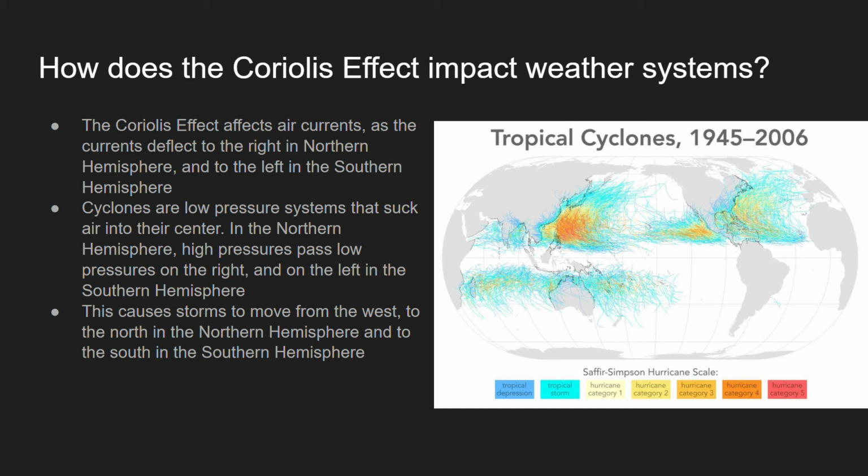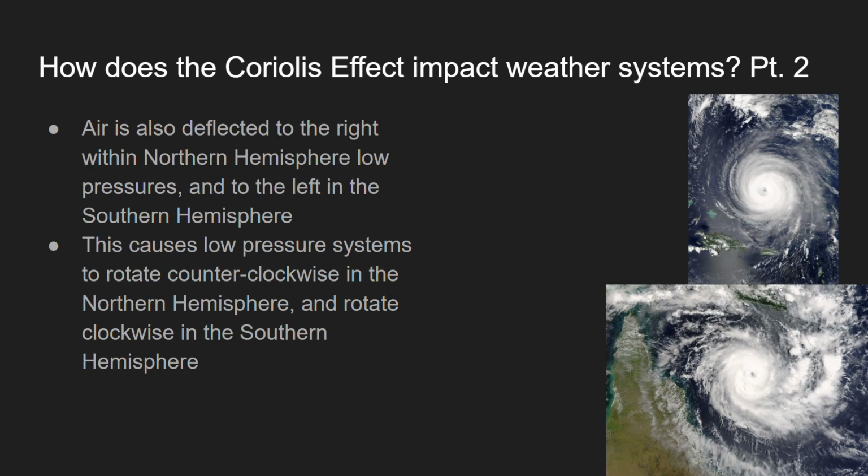So in the northern hemisphere, high pressures pass low pressures on the right and on the left in the southern hemisphere. That is just the grand scheme of things, and that impacts like tropical cyclones. In the northern hemisphere, storms move from the west and turn toward the north, and in the southern hemisphere, they move from the west and turn to the south. So there's a Coriolis effect on a very large scale, a global scale. But now we can shrink things down to a system by system scale.